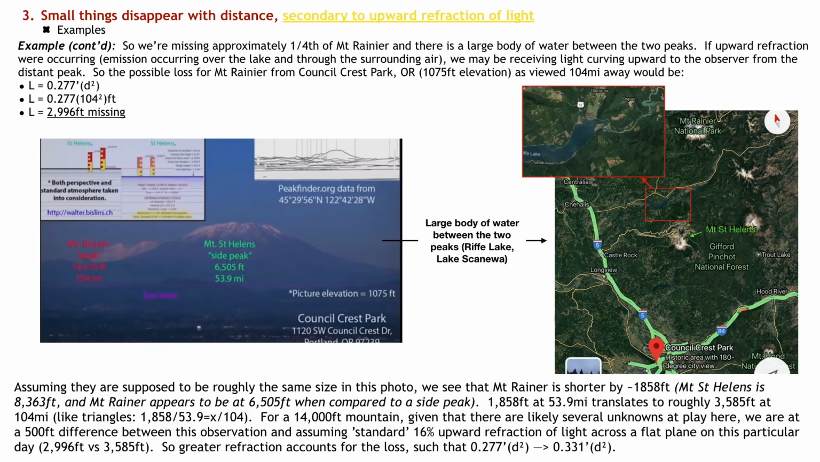So greater refraction accounts for the loss, such that 0.277 feet times the distance in miles squared would yield a refraction rate of 0.331 feet per mile squared. In other words, light is possibly bending to a higher degree within these particular conditions, on this particular day, at this particular elevation in this photograph, such that it was bending at a slightly higher rate than what standard would be assumed. So its bending rate is 0.331 feet per mile squared.